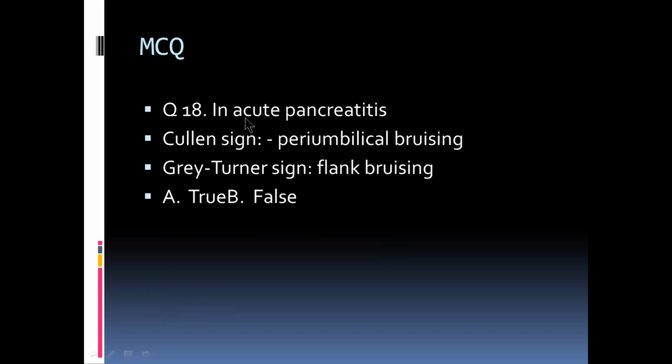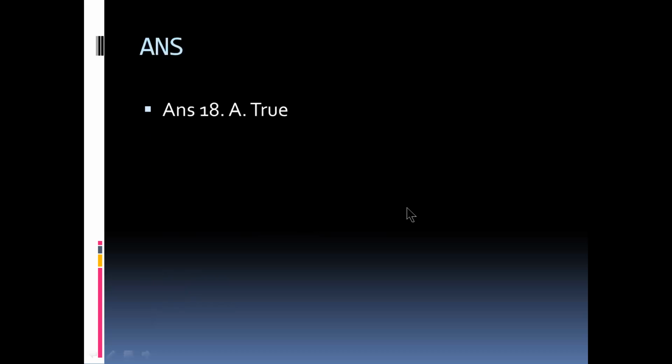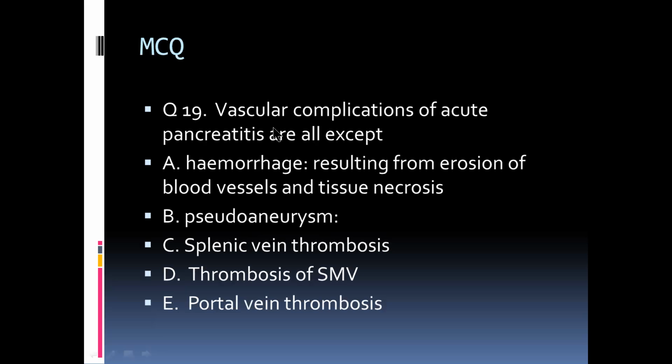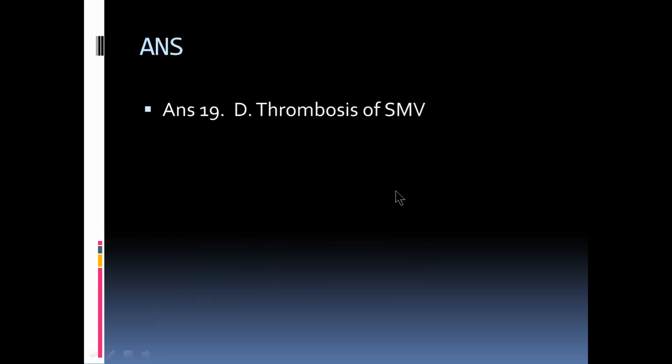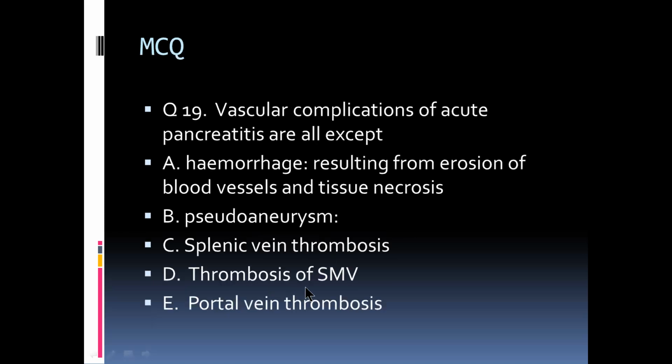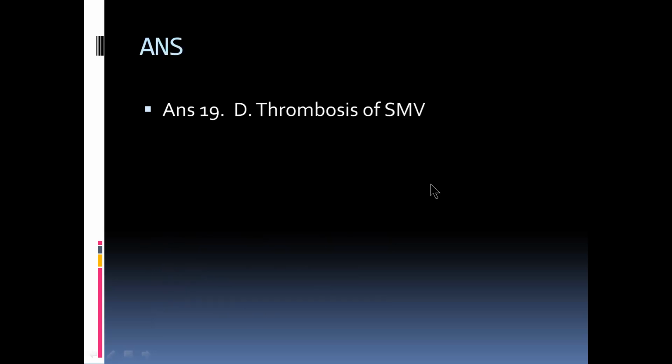In acute pancreatitis, Cullen sign, that is periumbilical bruising, and Gray Turner sign, that is flank bruising. This sentence true or false? Yes, it is true. Vascular complications of acute pancreatitis are all except: hemorrhage, pseudoaneurysm, splenic vein thrombosis, thrombosis of SMV, portal vein thrombosis. The answer is thrombosis of SMV is not present. All others are vascular complications of acute pancreatitis.